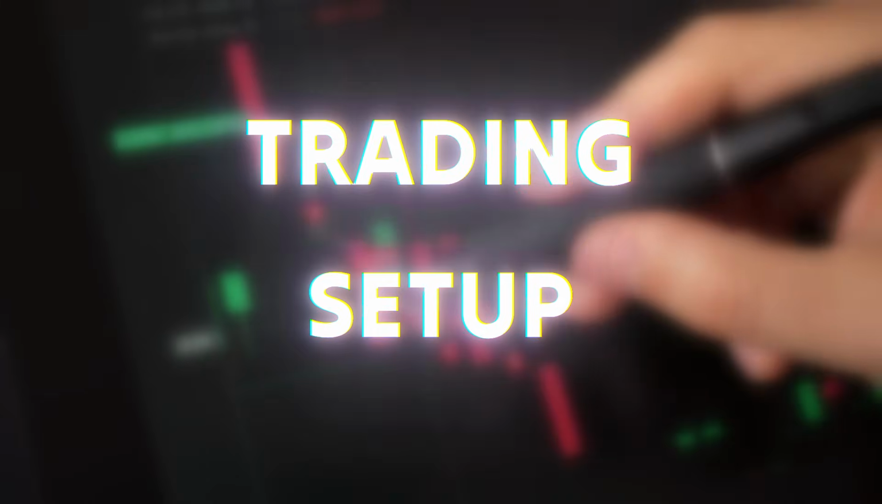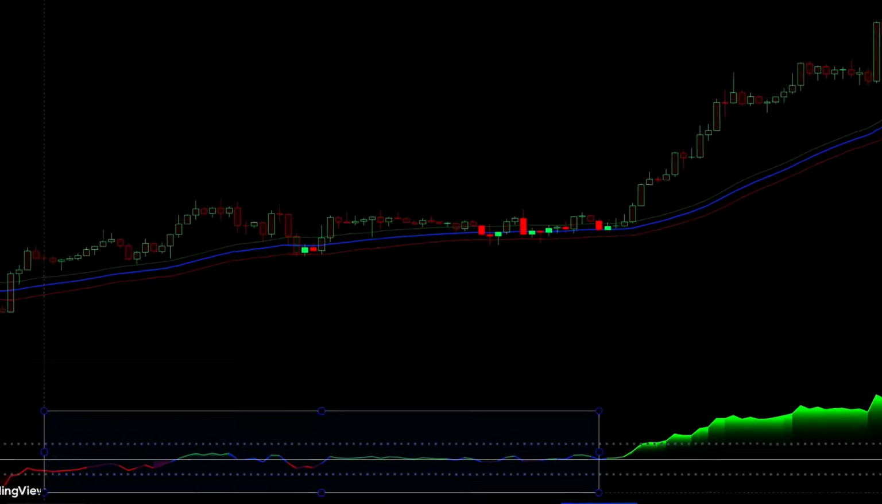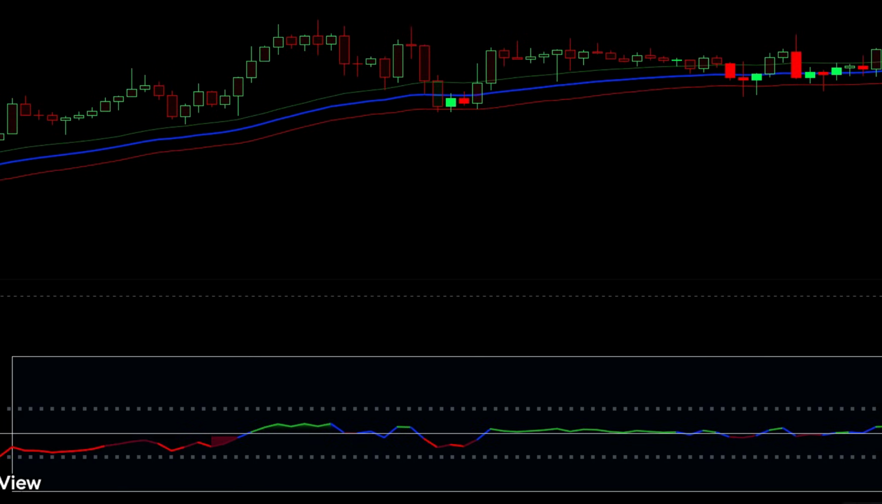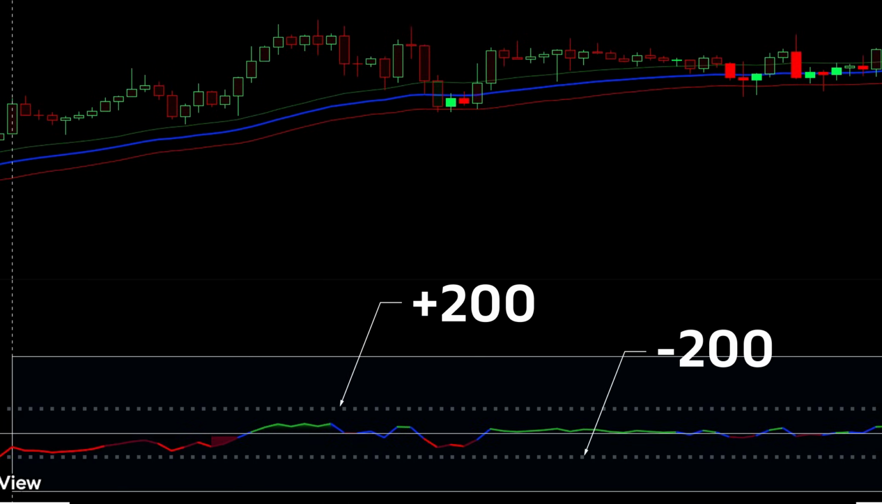So here's the complete mechanical trading setup. The number one rule is absolute. We do not enter trades inside a ranging market. If the range oscillator line is stuck between minus 200 and plus 200, we simply wait.